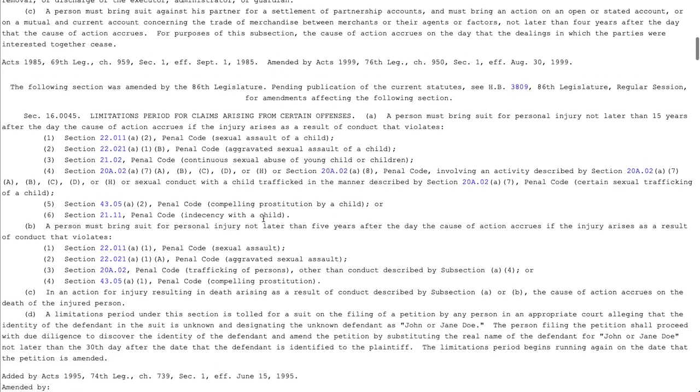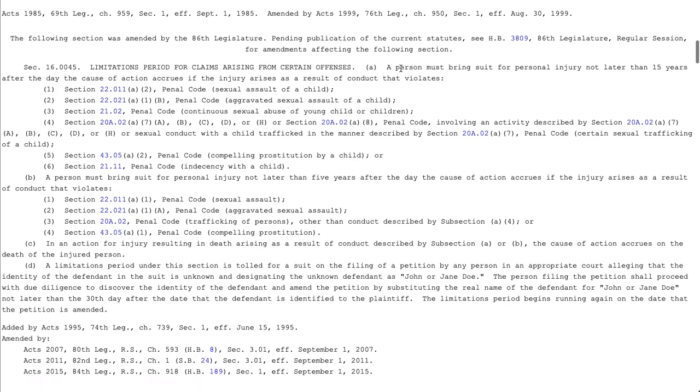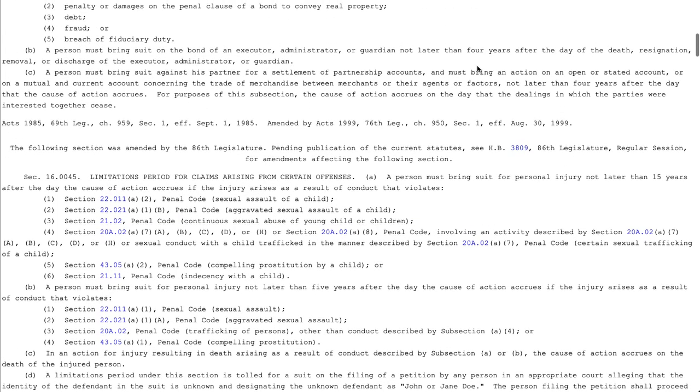We also get into some other matters. So here we have a limitations period for claims arising from certain offenses. So a person must bring suit for personal injury not later than 15 years after the date the cause of action accrues. So that's what's called a statute of repose, and that places a cap on when the statute of limitations says you must file a lawsuit.